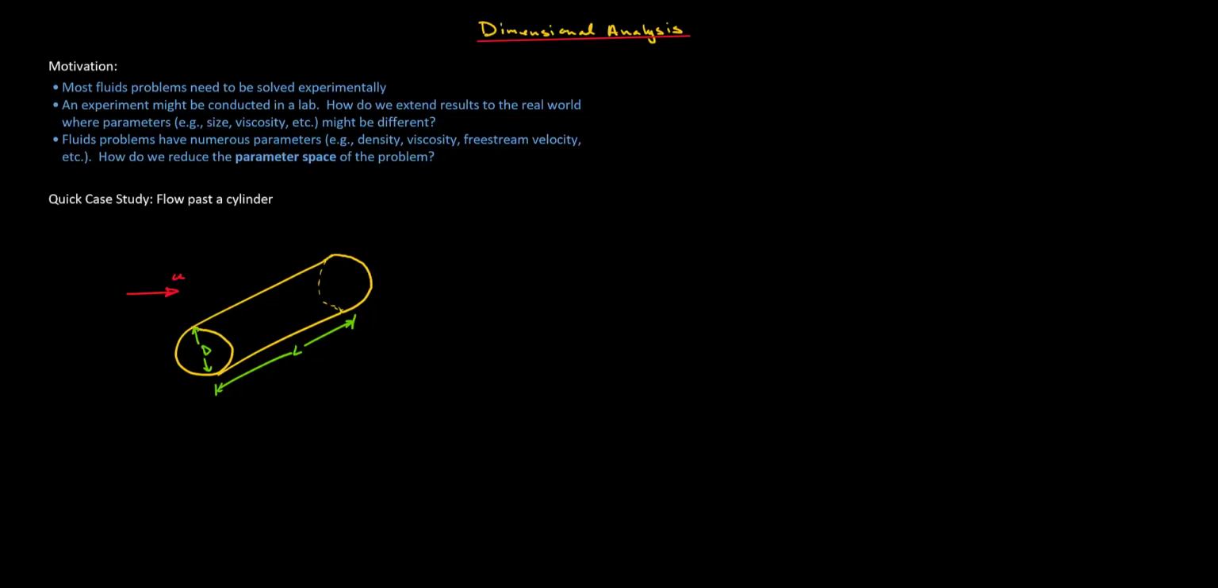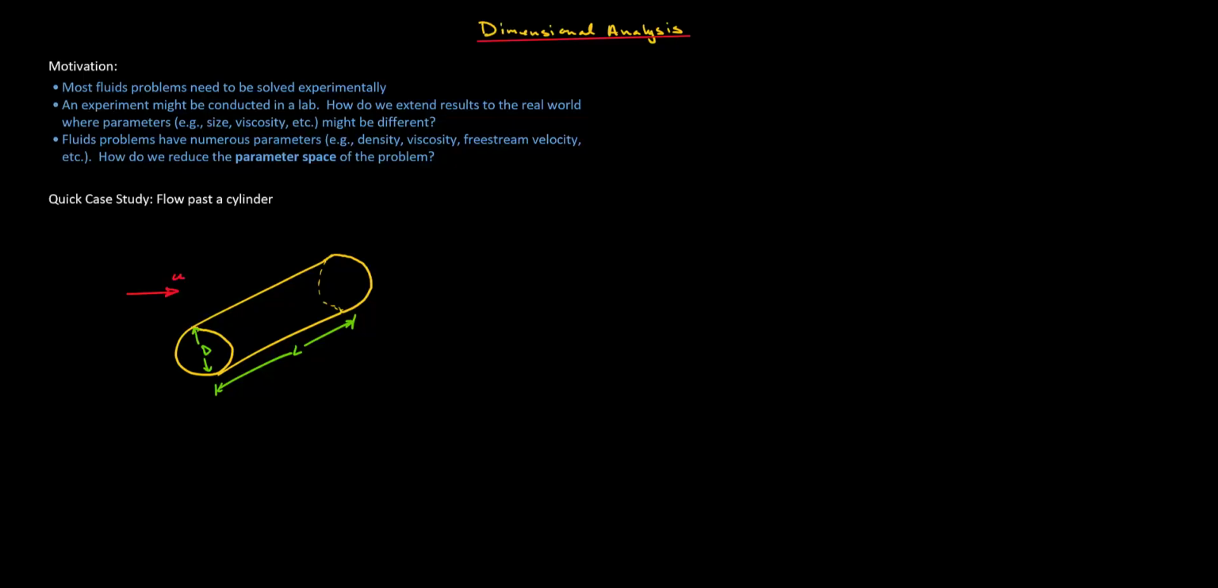Okay, so what is motivating this particular chapter? We know that most fluids problems need to be solved experimentally. Fluid mechanics is governed by what are called the Navier-Stokes Equations. They are brutally difficult to solve, and even computational fluid dynamics cannot answer all of our questions. So oftentimes we need to solve these problems experimentally. An experiment might be conducted in a lab, right? So think of a wind tunnel or a water channel or something like that.